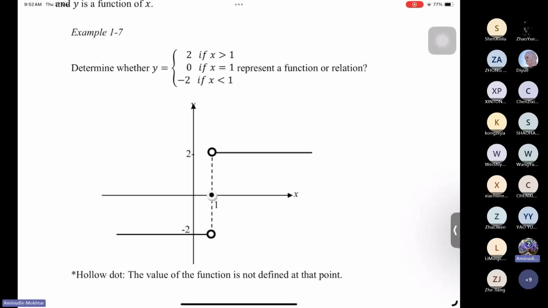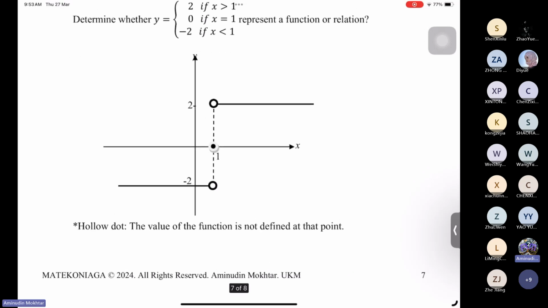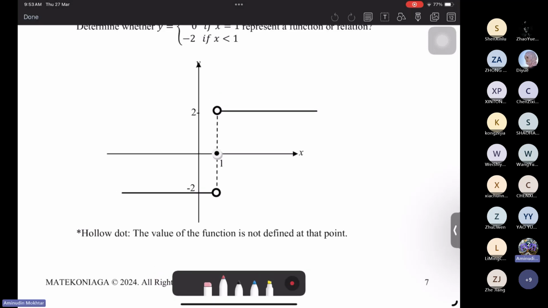Please refer to example 1.7. In this case, I will show you how to read this kind of graph, because we can see there are three points here, three dots: point A, point B, and point C.